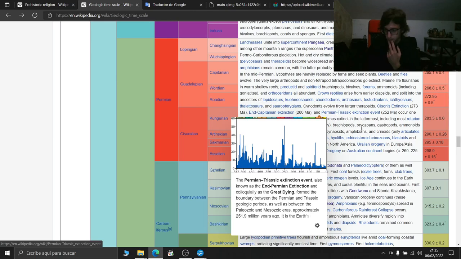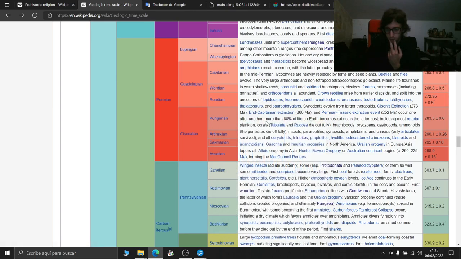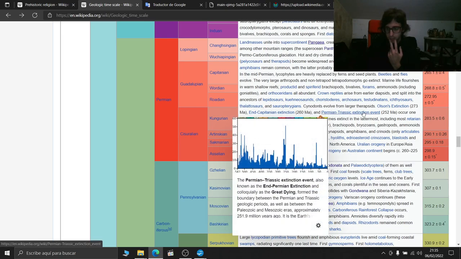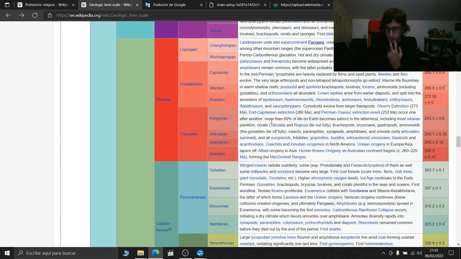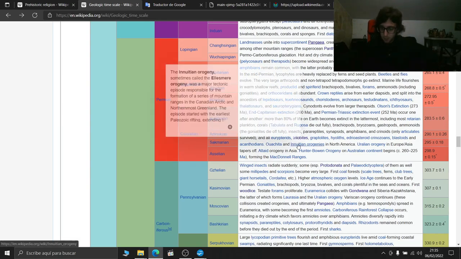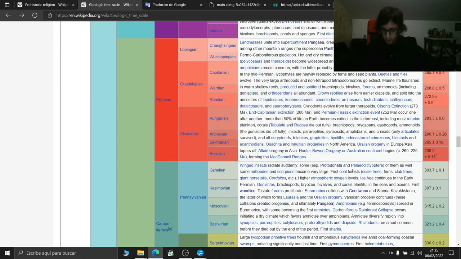Permian-Triassic extinction event. This is where I want to go. The Olson extinction, the End-Capitanian extinction, and the Permian-Triassic extinction occur one after another. More than 80% of life on Earth becomes extinct in the latter, including most radiolarian plankton and corals. But in fact, for the Permian-Triassic extinction, I have that 96% of life disappears. So why does it say 80%?